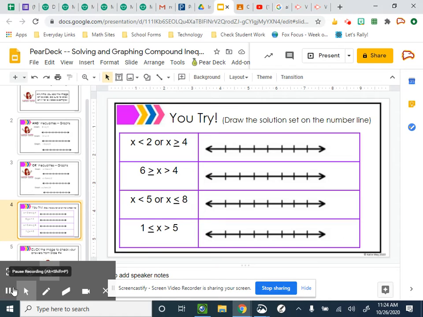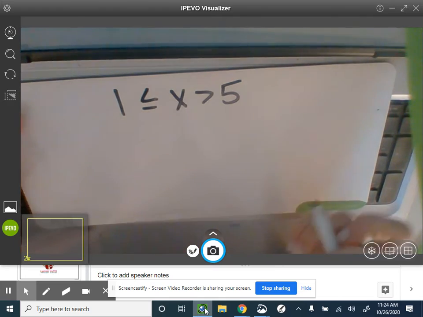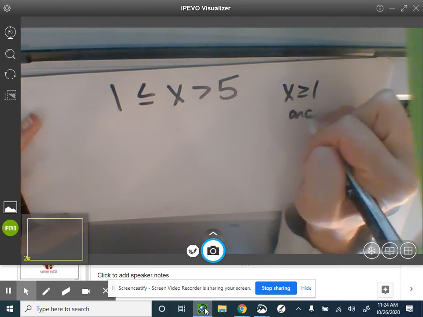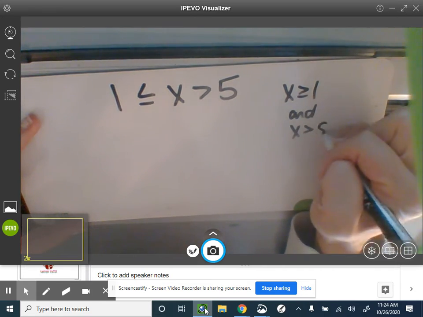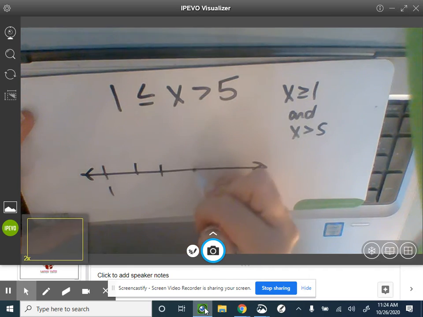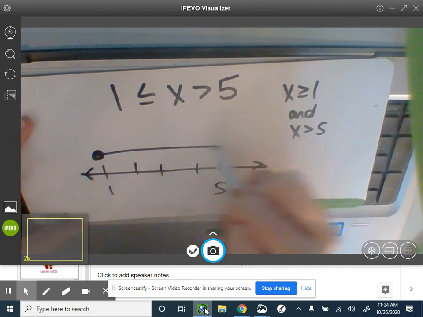All right, and our last one is an and because it's written together. So I'm going to break them apart. We have x is greater than or equal to 1 and x is greater than 5. So 1, 2, 3, 4, 5. So we have greater than or equal to 1 and we have greater than 5.